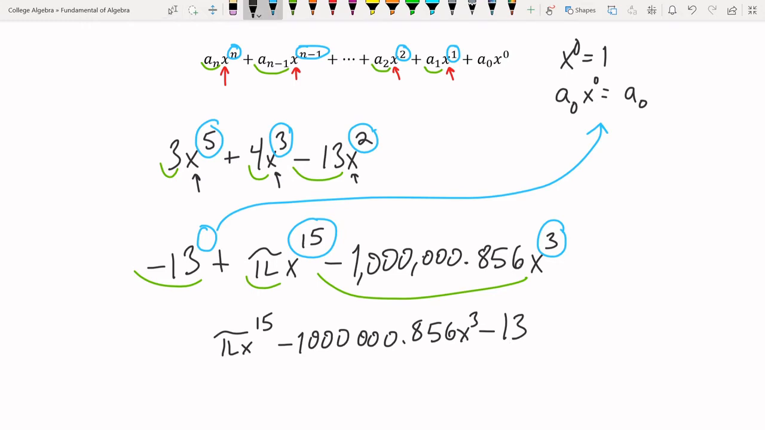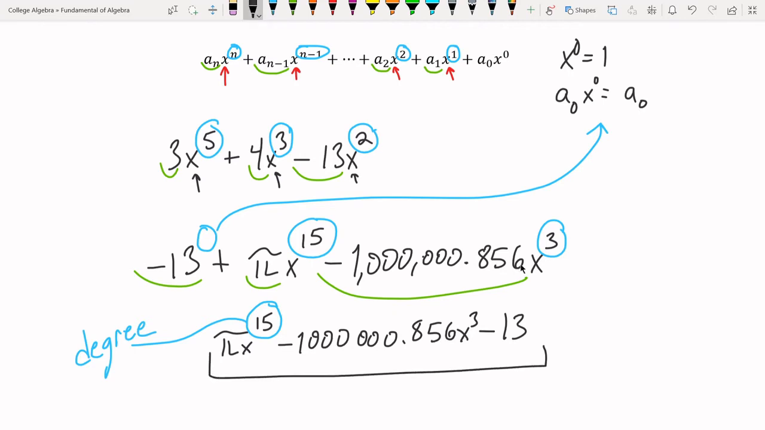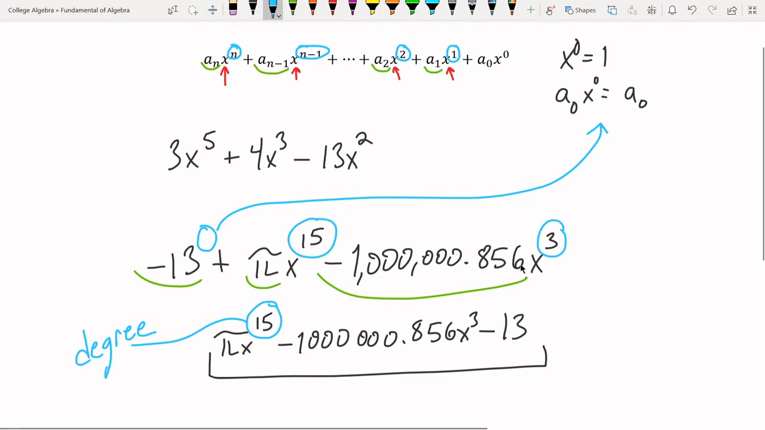This highest power is called the degree. So the degree of this polynomial that I've written here is 15. In the previous polynomial, let me clean it up a little bit, the degree here would be 5 because 5 is the highest power. The reason why this is important is because the behaviors of polynomials are typically determined by the degree of the polynomial.